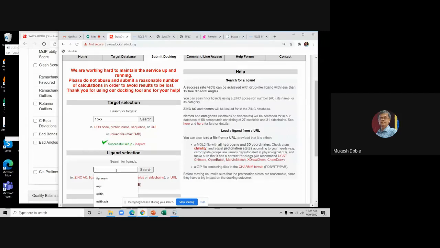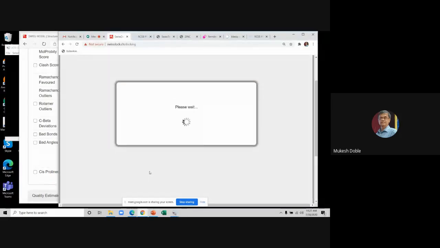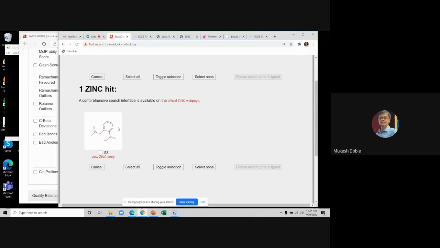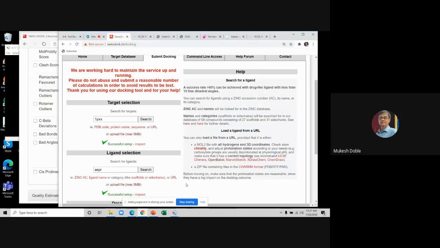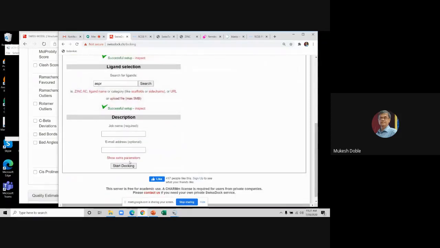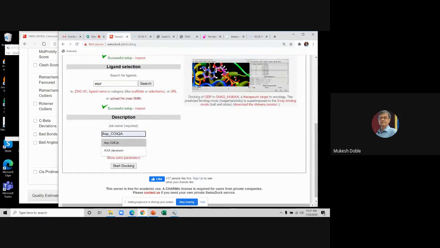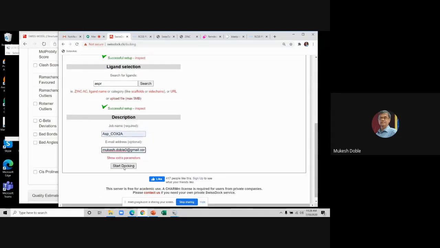Now I'm going to put in aspirin, ASPR, that is enough, I think. Search. Yeah, so you can see acetyl salicylic acid. This is the acetyl group, this is salicylic acid. So I select this ligand. If I have many ligands, I can select many. Dock one selected ligand. It does some checks and then says it's done. Good. I give a title, aspirin dock to cox2, then I give my email ID, then I say start docking.